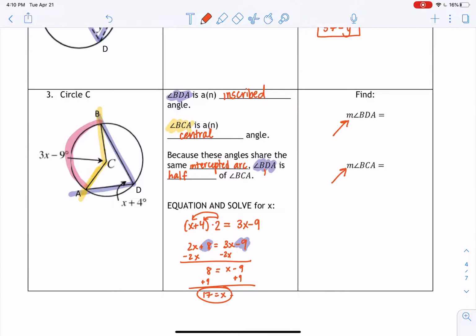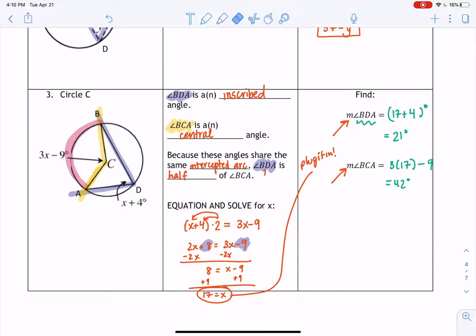Then it does ask us to actually find the measure of the two angles. So you're going to take x and plug it in. BDA, that was our inscribed one, so 17 plus 4 degrees, which is equal to 21 degrees. And then BCA, that was our central angle, so that is 3 times 17 minus 9 degrees. 3 times 17 is 51, minus 9 is 42 degrees. Aha, that's good. That times 2 is equal to 42. Perfect. That means we did it right.